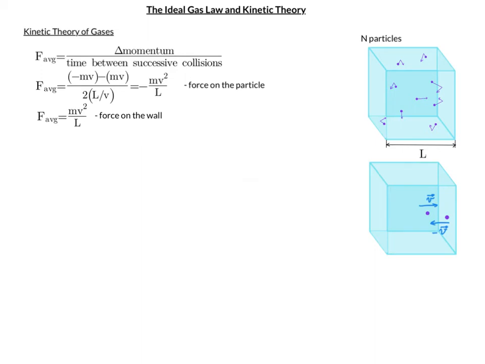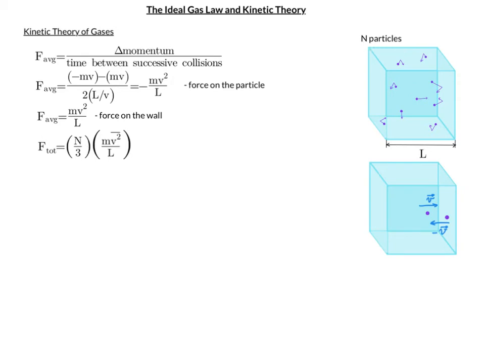But this is only the force experienced by the wall due to one particle. We have n particles in the box. So we want to see what average force is exerted on the wall due to all of these particles. That force is going to be the number of particles divided by 3 times mv squared over L. There are a few things that we have to think about here. Why don't we just have n number of particles? Why is it n over 3?